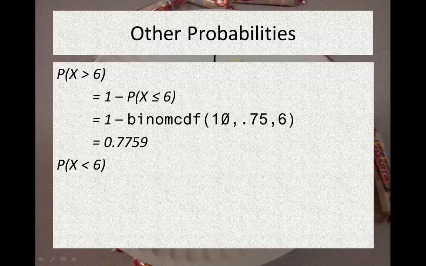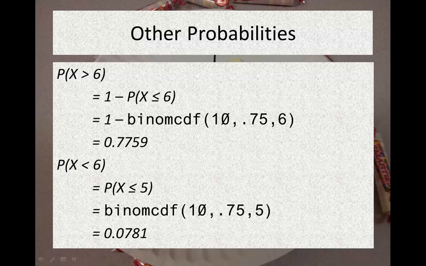To find the probability that x is less than 6 without the equality, remember that we don't want to include 6, so only the numbers up to 5 count. So we can think of the probability of less than 6 nurses leaving as the probability that 5 or fewer leave. Using the binomial CDF command, we get that this probability is 7.81%.